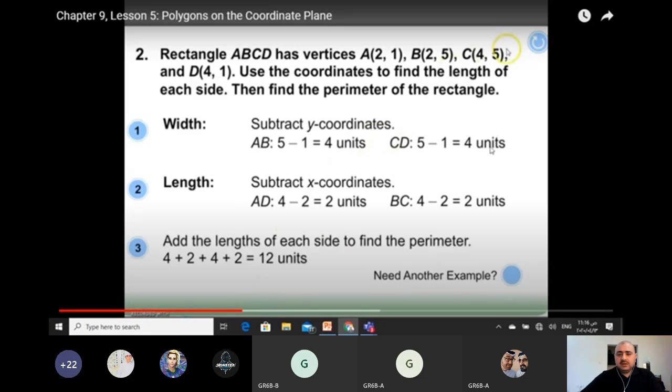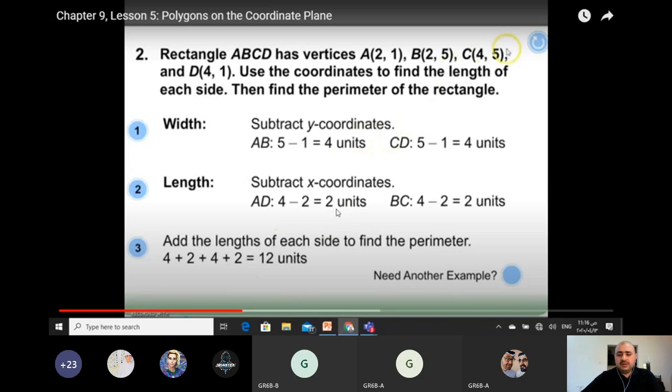So the length between A and B equals 4 units. And between B and C, as you see here, we have the same y-axis, but we have different x-axis values. How to find the length? 4 minus 2 will be 2 units. So the total of this side AD equals 2 units.